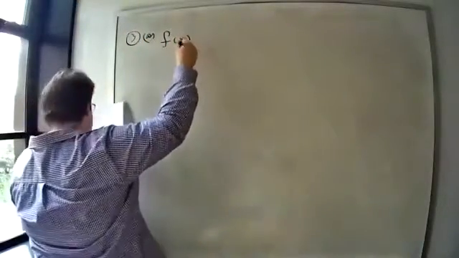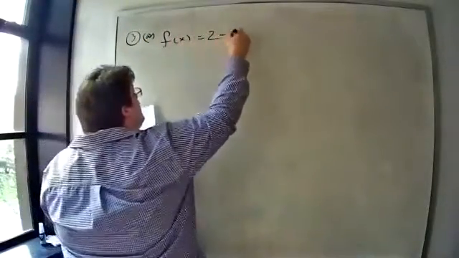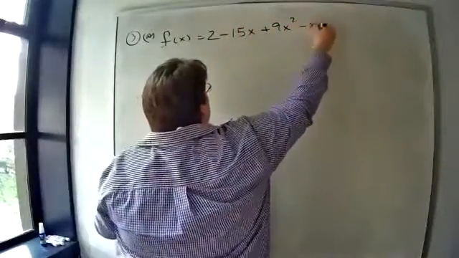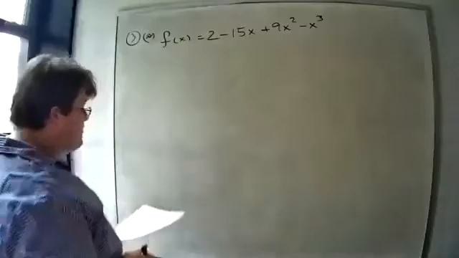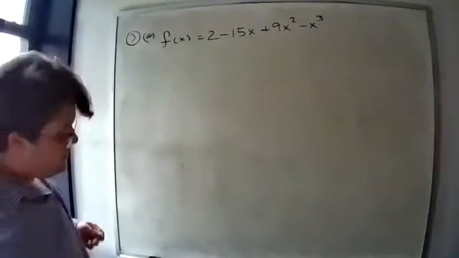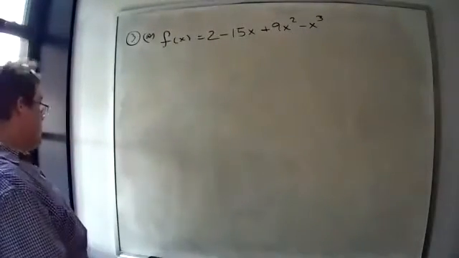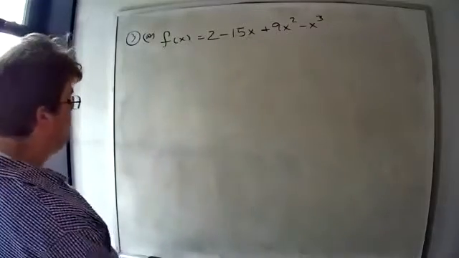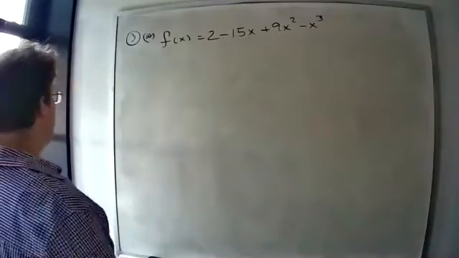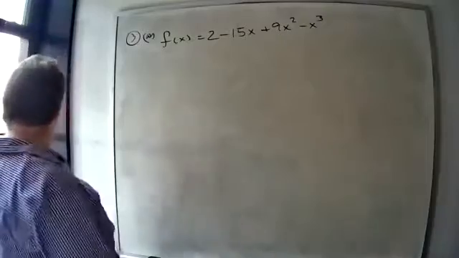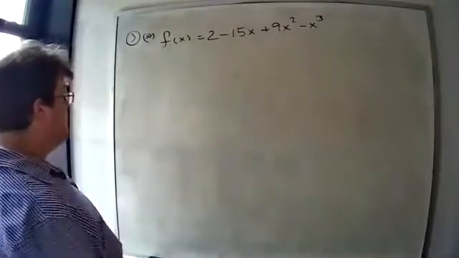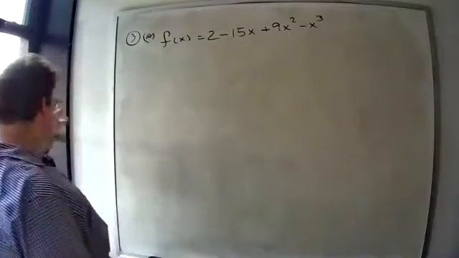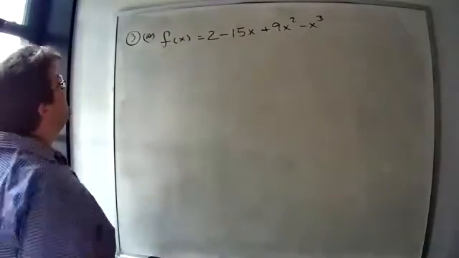Sketch a graph of this function f of x is 2, -15, +9, -x cubed. So this graphing method, as I mentioned in the email, does apply to any function. On a test, it'll be a polynomial type equation. On the next test, it'll be more like part A. On the final, it could be like part A or part B, something like that.